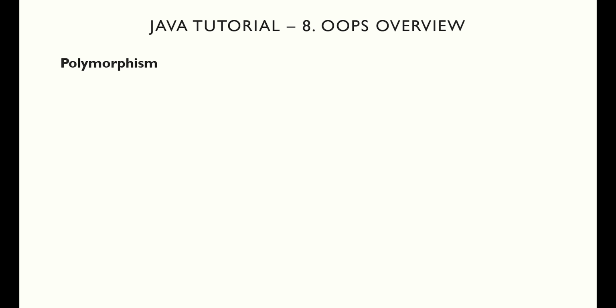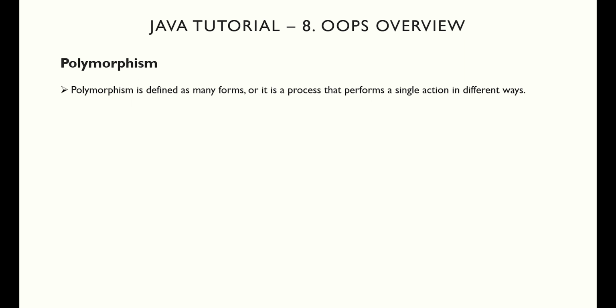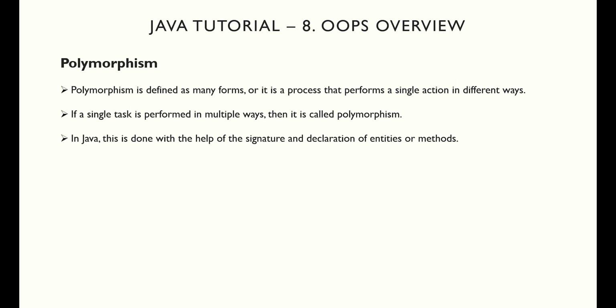Polymorphism. Polymorphism is defined as many forms, or it is a process that performs a single action in different ways. If a single task is performed in multiple ways, then it is called polymorphism. In Java, this is done with the help of the signature and declaration of entities or methods. That is, methods having the same name but different in number of parameters, type of parameters, or return types. For our real world example, the car, you can lock the doors remotely and through voice command.